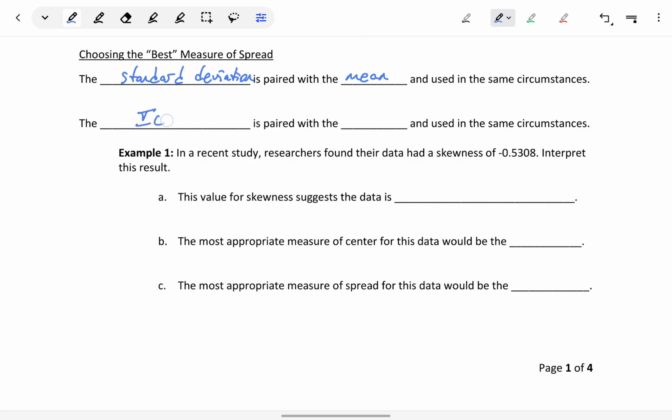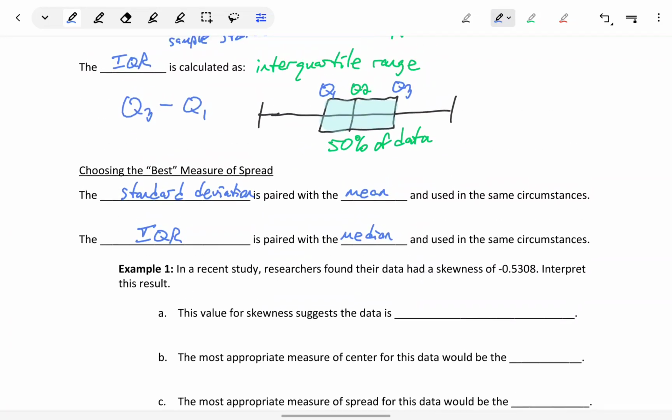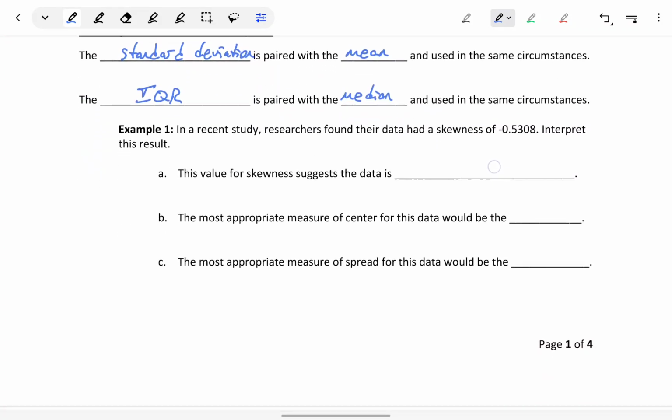And if we're using the IQR as our measure of spread, that's always going to be paired with the median. Because again, if we look back at that box plot, it's looking at that distance between the upper and lower bounds of that rectangular region with the median in the center there.